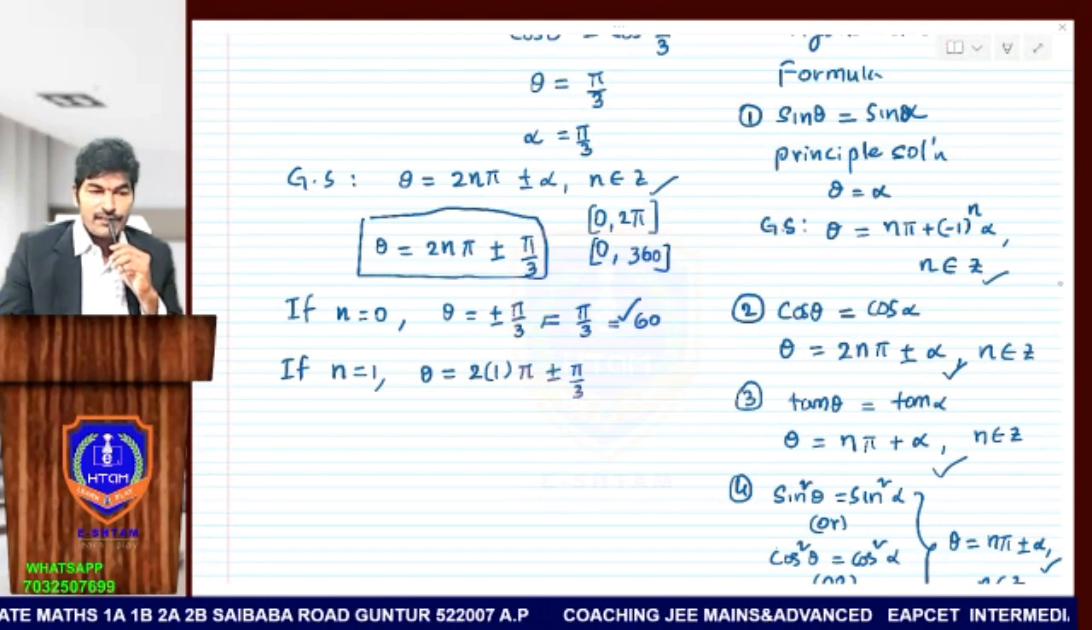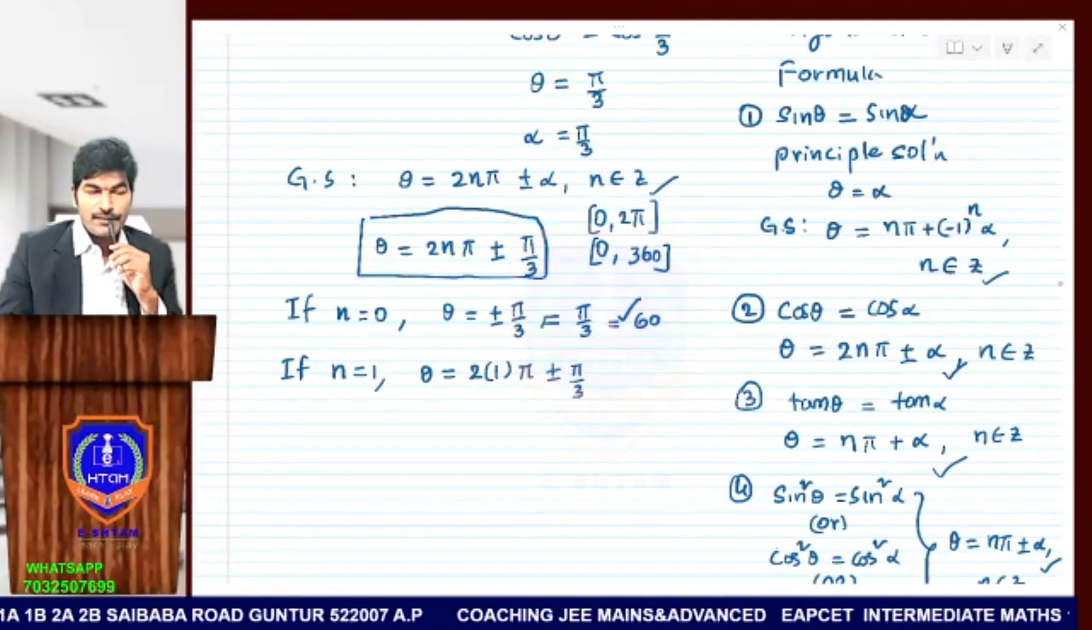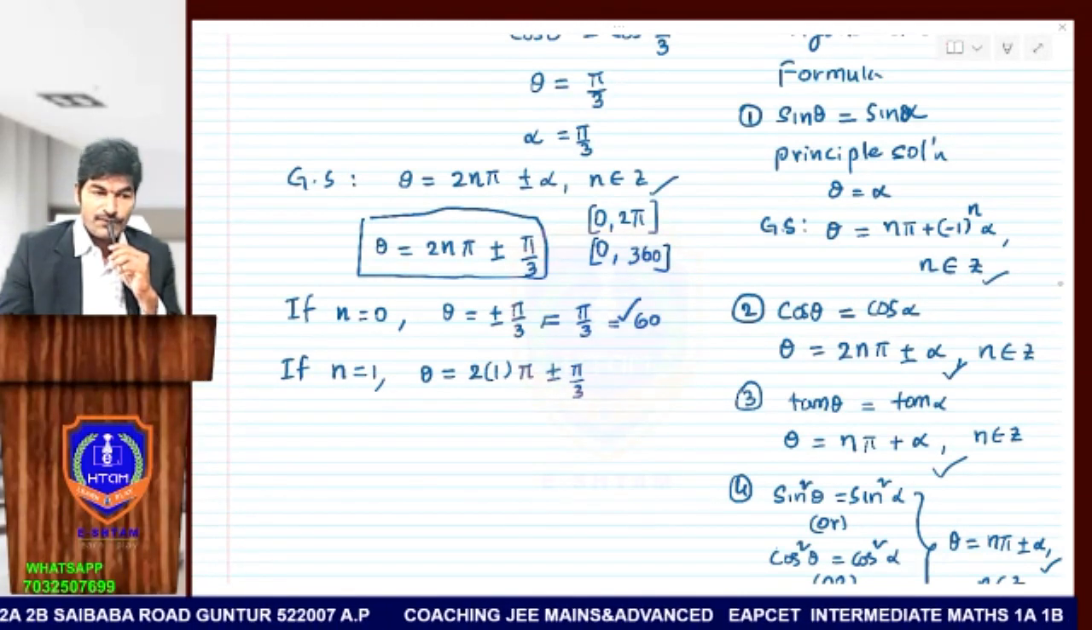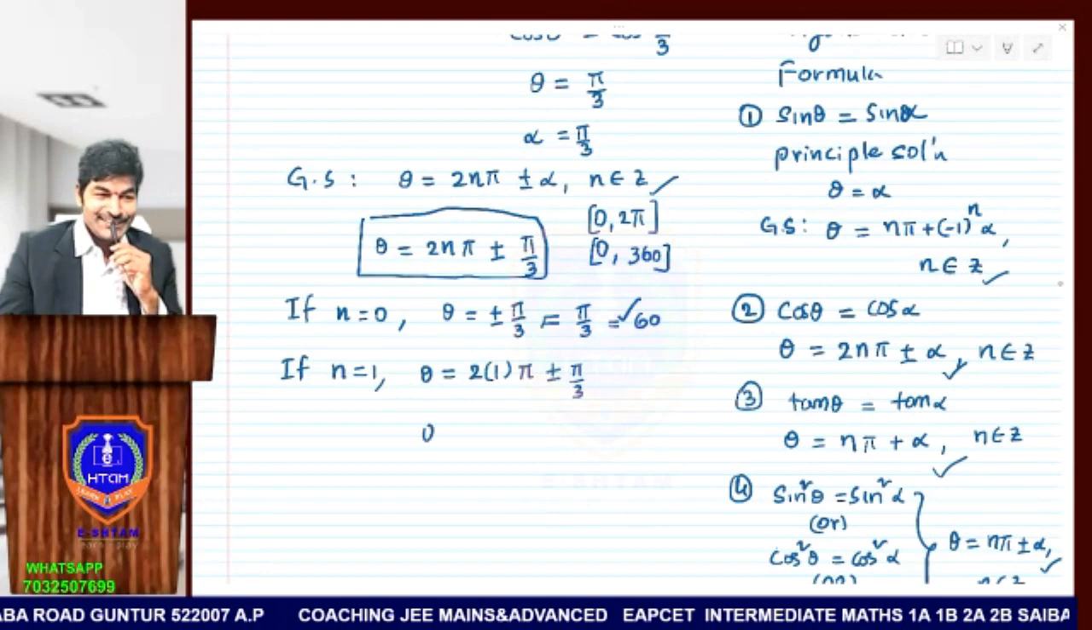If the question particularly mentions to give the answer in degrees, then you can write 60 degrees. Or if it asks for the answers in radians, then you have to write pi by 3. Which one do you like here? Pi only? Okay. So theta equal to 2 pi plus or minus pi by 3.